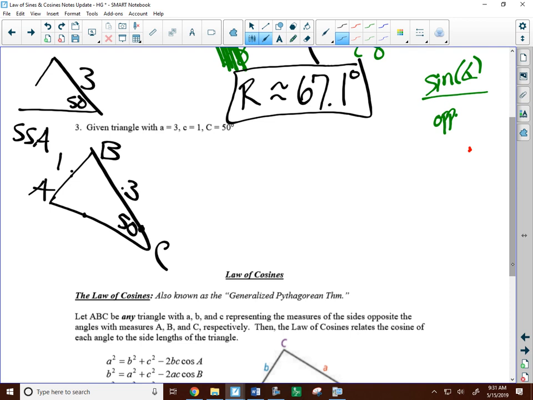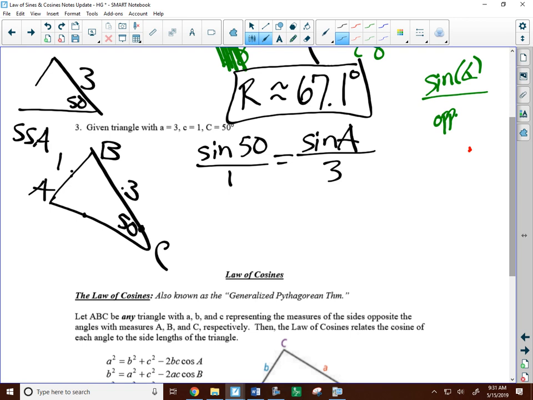So let's set this one up. We can use the law of sines. Sine of one angle, 50, over the opposite side, 1, equals. Then I do it again: sine of A. I have to choose A because I need the 3. If I chose B, I wouldn't have little b. So sine of A, and opposite A is little a, which is 3.